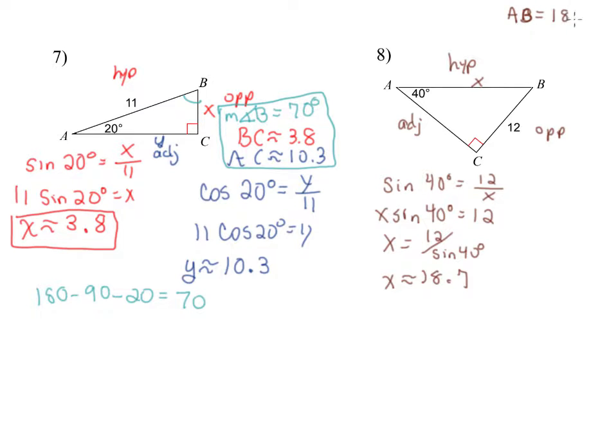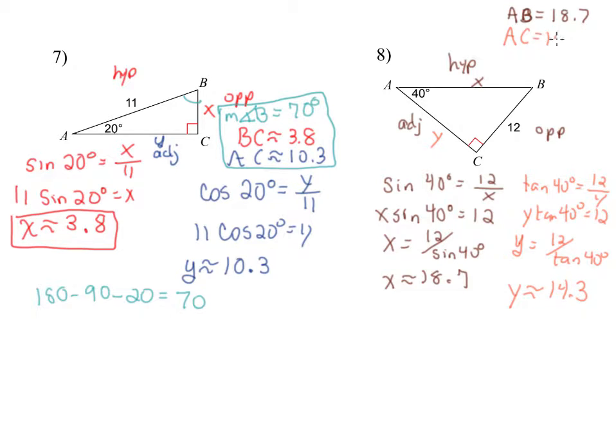Punching that into my calculator, x is approximately 18.7, and x is the line segment AB. Line segment AB is approximately 18.7. Okay, let's find line segment AC, which I'll call y. We'll do this by doing tangent of 40 degrees is equal to 12 divided by y. Solving for y, I get y is equal to 12 divided by tangent of 40 degrees. Y is approximately 14.3. Again, I did not use Pythagorean theorem to find that third missing side.